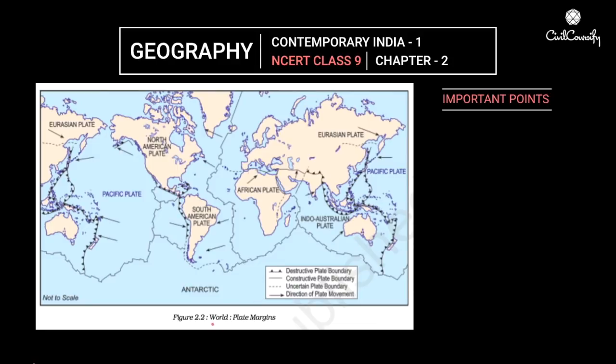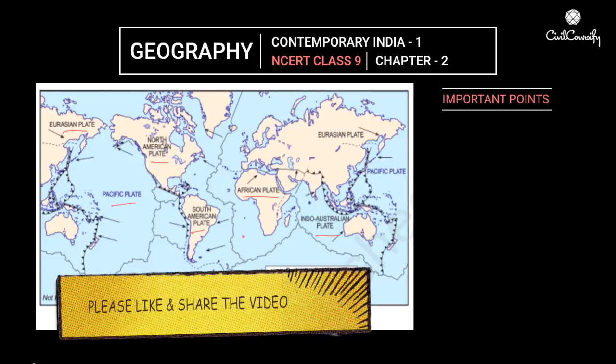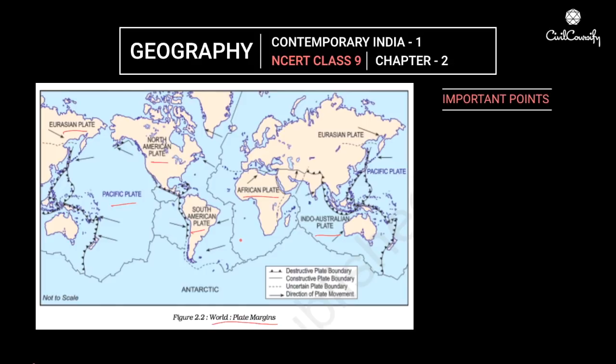Right, so this is the world map with the plate margins and the tectonic plate boundaries. Now the plates that you must remember are the Eurasian plate, Pacific plate, North American plate, South American plate, African plate, and the Indo-Australian plate. Now this is really important. This map is really important. If you're giving any exam or preparing for an exam, you must be able to draw this map and draw the boundaries of the tectonic plates. This would really help you fetch those extra marks in any exam.